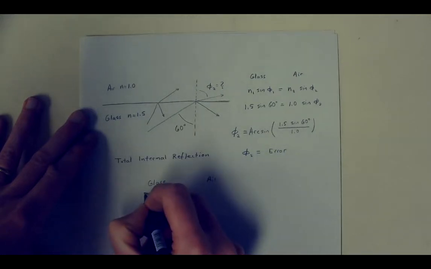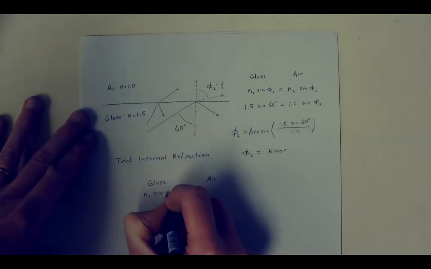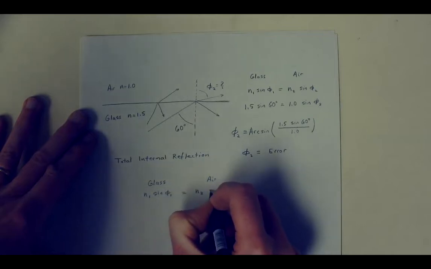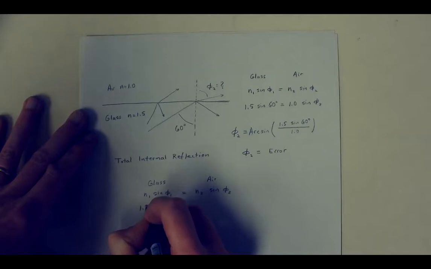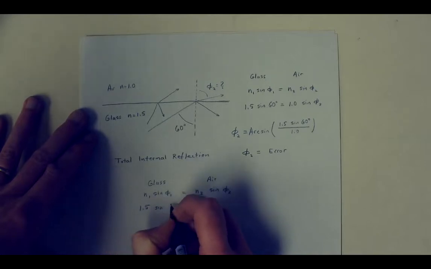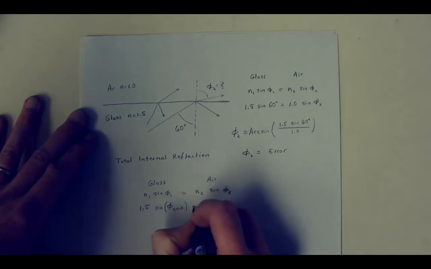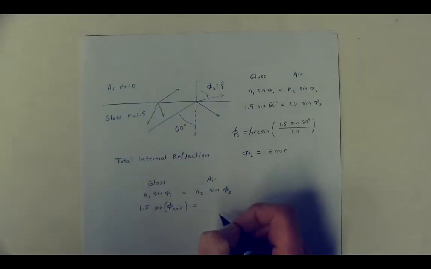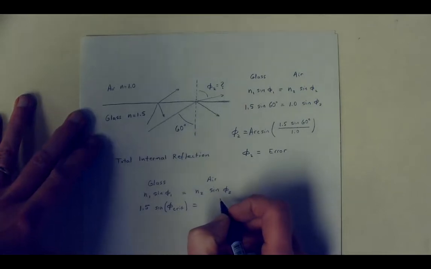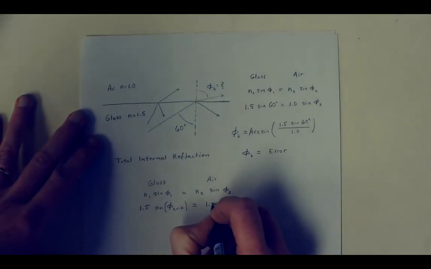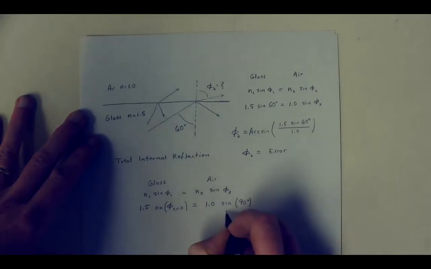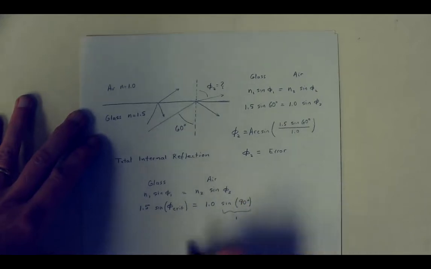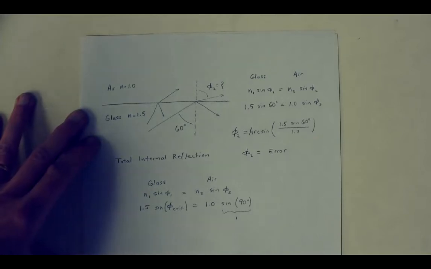And if we put in N1 sine of phi 1 equals N2 sine of phi 2. So in the glass, we've got 1.5 sine of, and here is where we're going to try to find the critical angle that divides between having an external ray and not having one. And N2 out in the air is 1.0 sine, and then here we put in 90 degrees. Well, this is just 1. The sine of 90 degrees is 1.